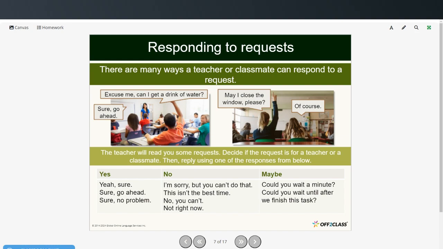So now take a look at these and decide if the request is for a teacher or for a classmate, and then reply using one of the responses. So you can maybe make a dialogue, asking for permission or making some requests, and then practice answering with these responses.